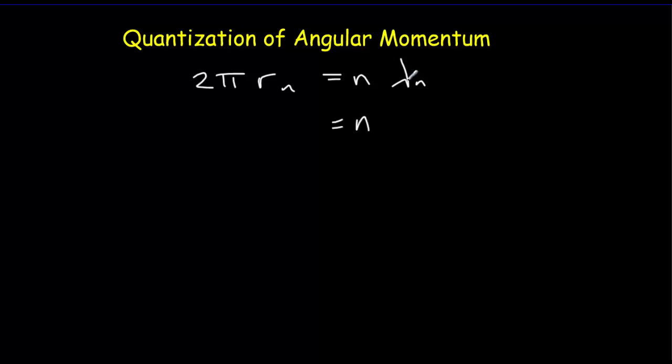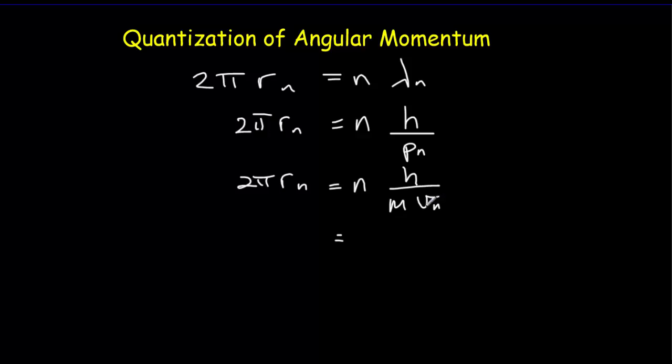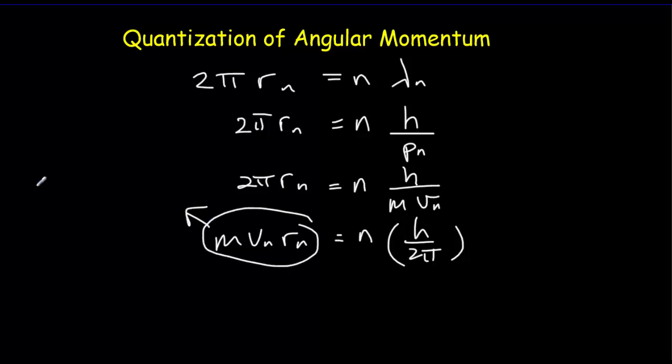You'll recall, this is the de Broglie wavelength, and the de Broglie wavelength is equal to h divided by the momentum, or the momentum of the nth energy level. And of course, momentum is equal to mass times speed. So this would be h all over the mass of the electron times the speed in the nth energy level. Now, I'm going to multiply both sides by mvn and divide both sides by 2 pi. And what I'm going to get is mvn rn is equal to n, our quantization number, times h over 2 pi. This quantity here, that's angular momentum.